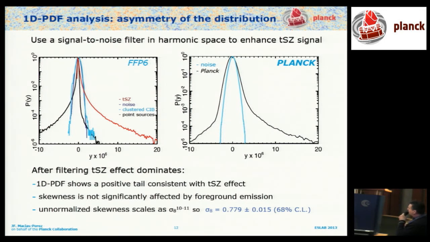You can see the Gaussian part coming from noise plus CIB clusters, and then the very well-determined TSZ tail, from which we can once again try to derive constraints on the cosmology. For this, what we did is to compute the unnormalized skewness. So we used the analysis from Wilson et al., same type of analysis, and comparing to simulations, we can derive constraints which are actually consistent with the one we obtained before.